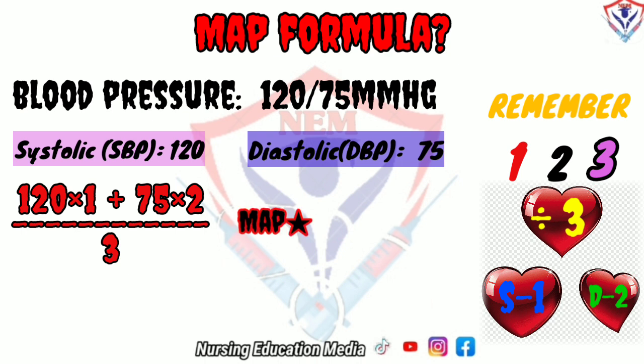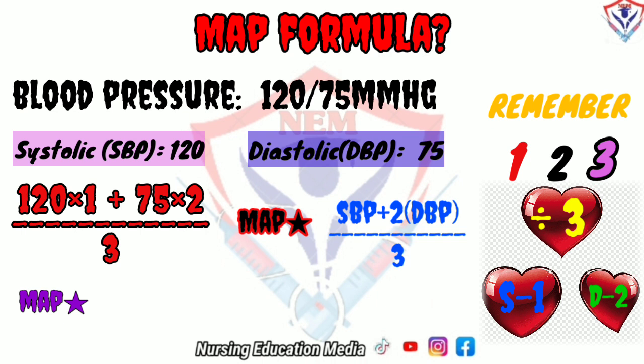So the formula is mean arterial pressure equals systolic blood pressure plus 2 times diastolic blood pressure, divided by 3. Applying all into the formula, we get a mean arterial pressure of 90. This formula will be easier if we remember the numbers 1, 2, 3.